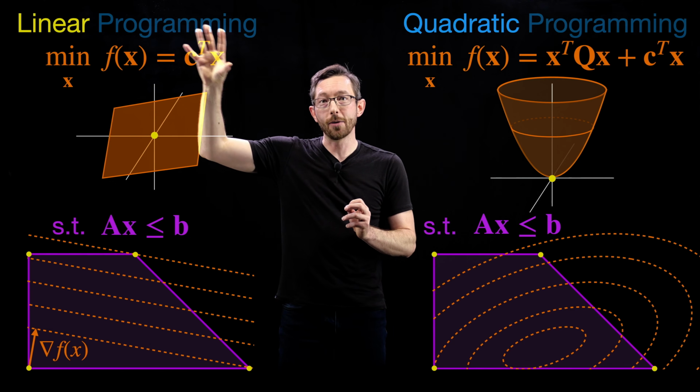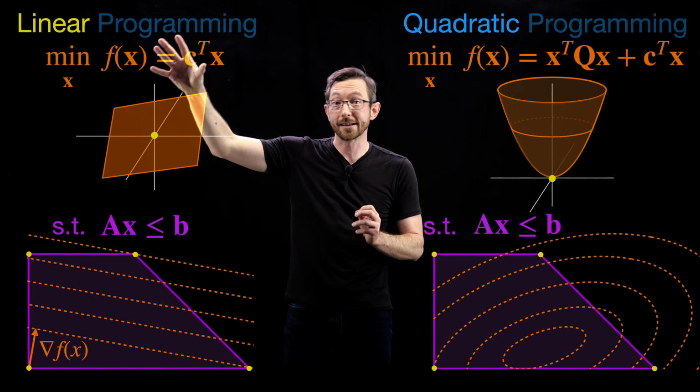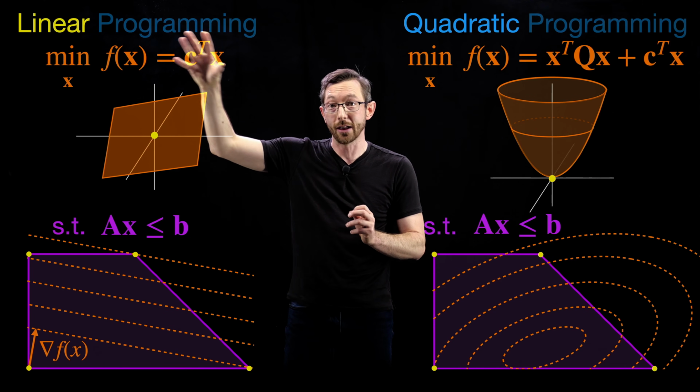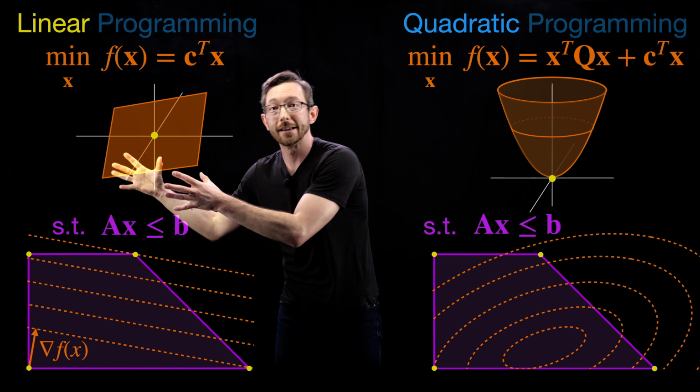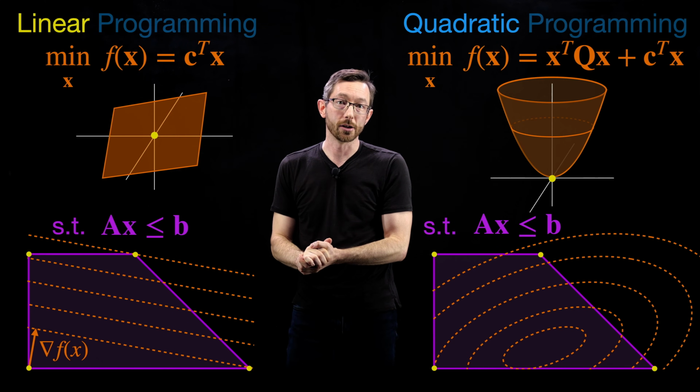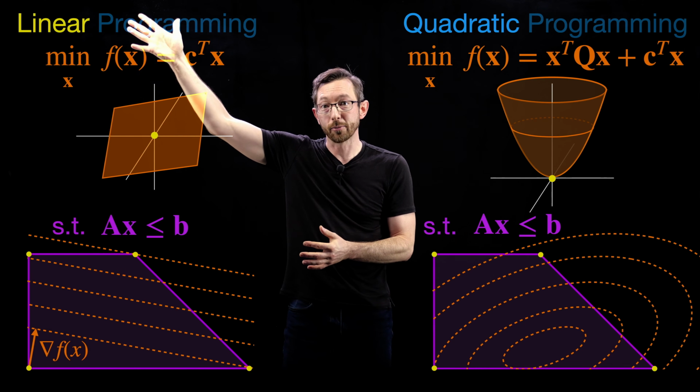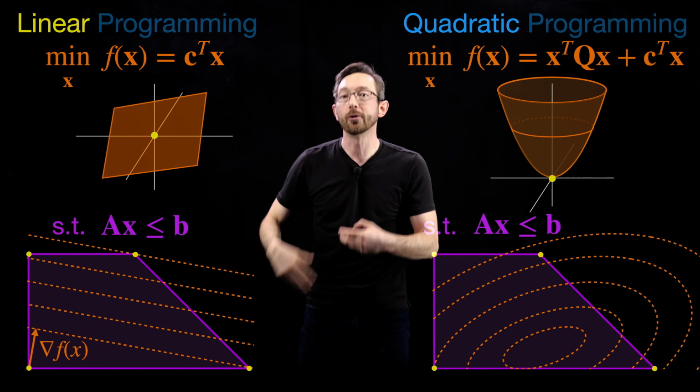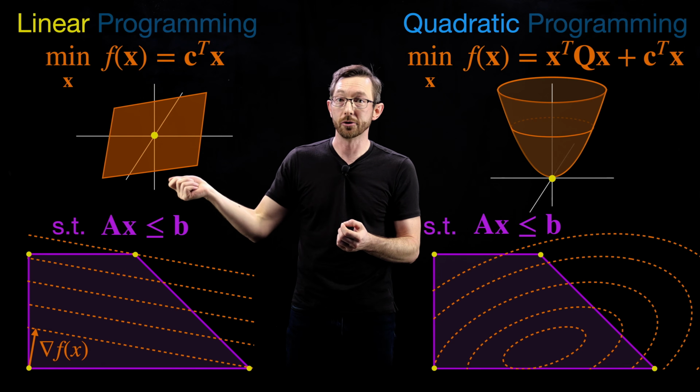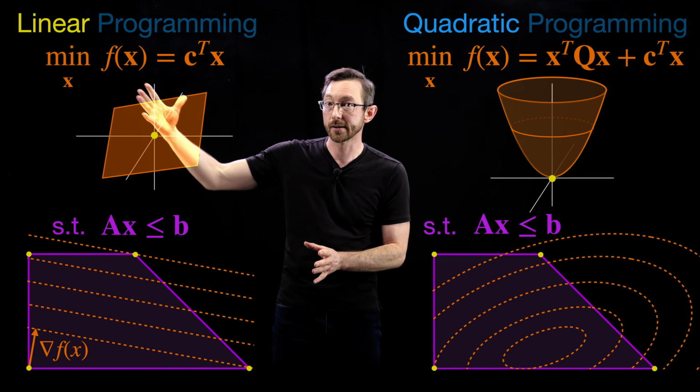In this case, you have a linear objective function, so that's a really nice, easy class of objective functions, and linear inequality constraint equations. That's why it's called linear programming, and there are very powerful techniques to find optimal solutions here that scale to very large problems.